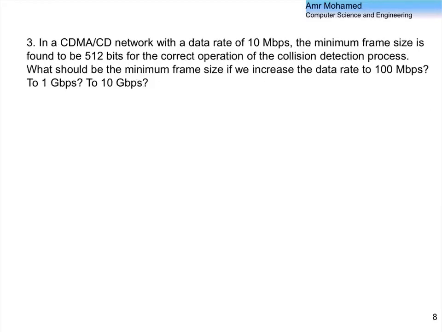Next exercise, we have a CSMA with collision detection network with a data rate of 10 megabits per second. The minimum frame size is 512 bits for the correct operation of the collision detection process. So we know that in order for this to happen, the condition is that the time a frame takes to transmit equals at least double the propagation time. So what should be the minimum frame size if we increase the data rate to 100 megabits per second, or 1 gigabit per second, or 10 gigabits per second? So basically, we need to know how the minimum frame size is proportional to the data rate.